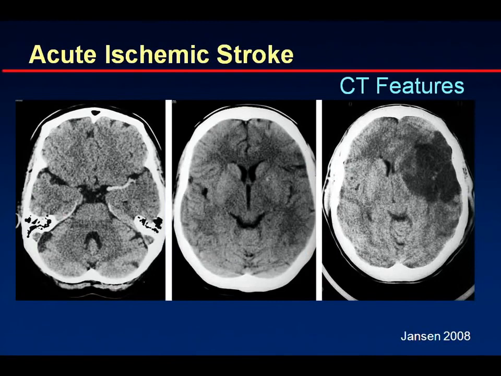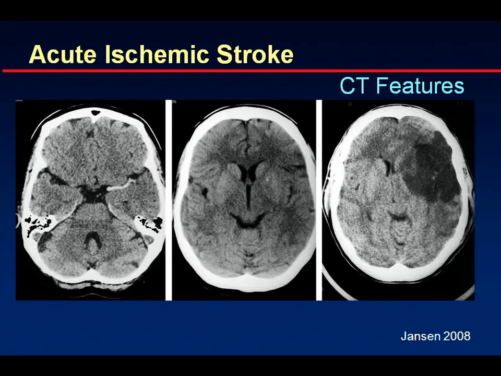Classic CT features are the dense vessel sign here and a completely occluded media. Then you see the very early features, and if you look closely, you see the white-gray differentiation in this area is reduced. But you see that it is very subtle, very hard to detect, and if you ask two of us where exactly the borders are, it is very likely that we will tell you something different. So the inter-observer variability in deciding where the ischemic area is very large in these first stages.